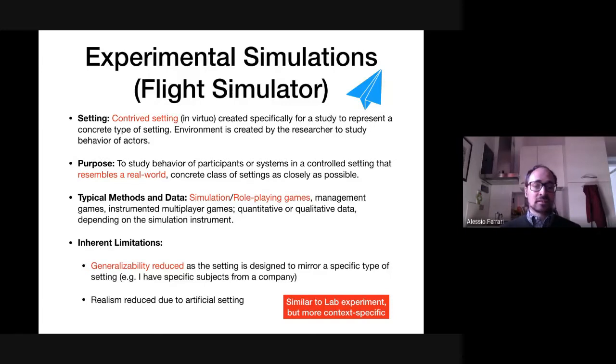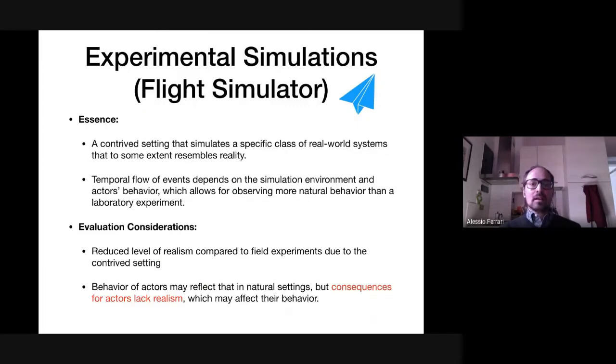The inherent limitation is that, again, generalizability is reduced because the setting is designed for a specific type of settings. So I have the people from the company, and the realism is at the same time reduced because the setting is somewhat artificial. So these are similar to lab experiments, but quite context specific, okay? In essence, the characteristic here is that the contrived settings simulate a specific class of real-world system and try to resemble reality, but is not reality, okay?